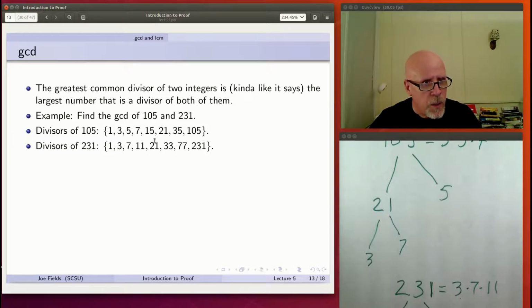You look at these two lists and find the biggest thing that's on both lists. And it's definitely not the 77. It's not on that list. Do you see it? 21. 21 is the GCD.